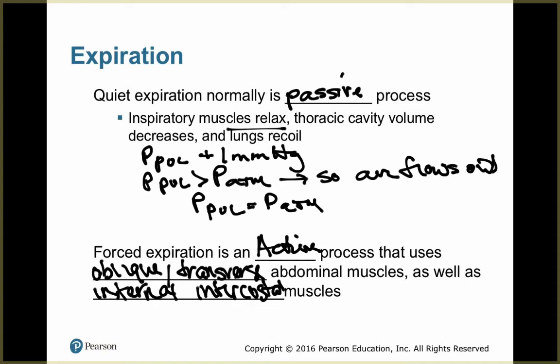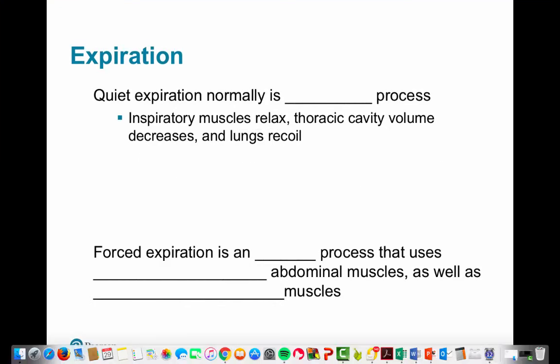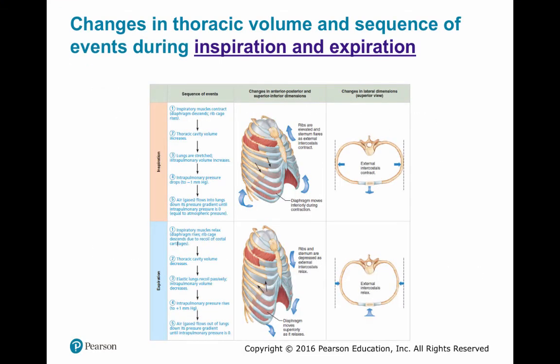So this is when you're actually trying to, if you think about when you lift things, or if you're trying to blow out candles on a birthday cake, this is where you're using additional muscles besides just the rib cage or the external intercostal muscles and the diaphragm. Okay, so this is a little different here.